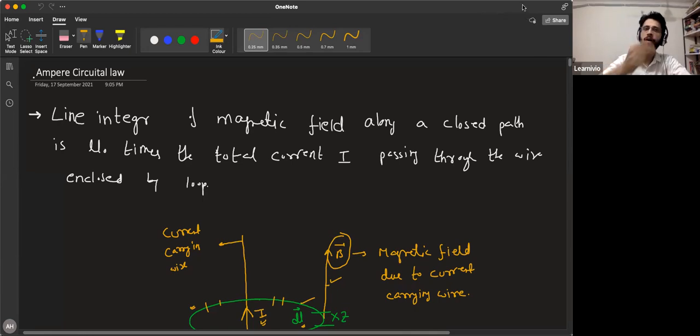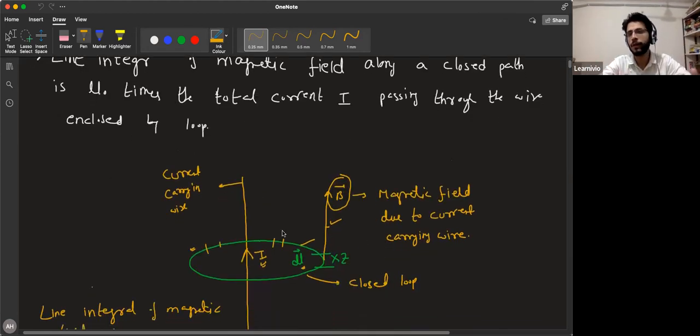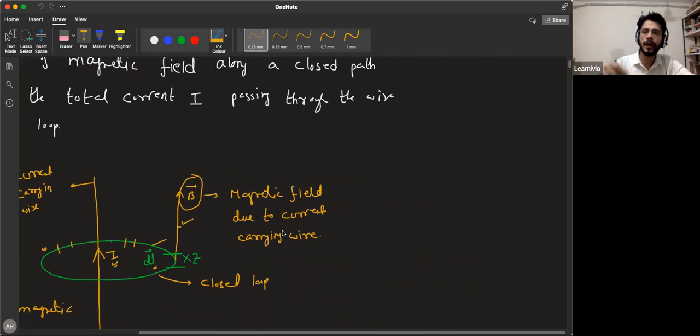Just like Gauss's law, you have Ampere's Circuital Law. Instead of electric flux, Ampere's Circuital Law talks about the line integral of magnetic field. So first of all, understand what we mean by line integral. Say you take a line, some line L, and some magnetic field B exists here. You take a small line element dl, and you want to take the line integral of the magnetic field over the entire wire.